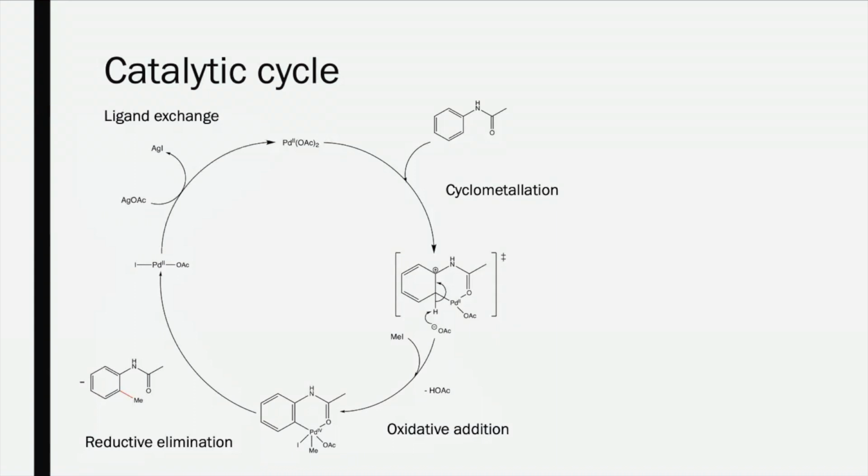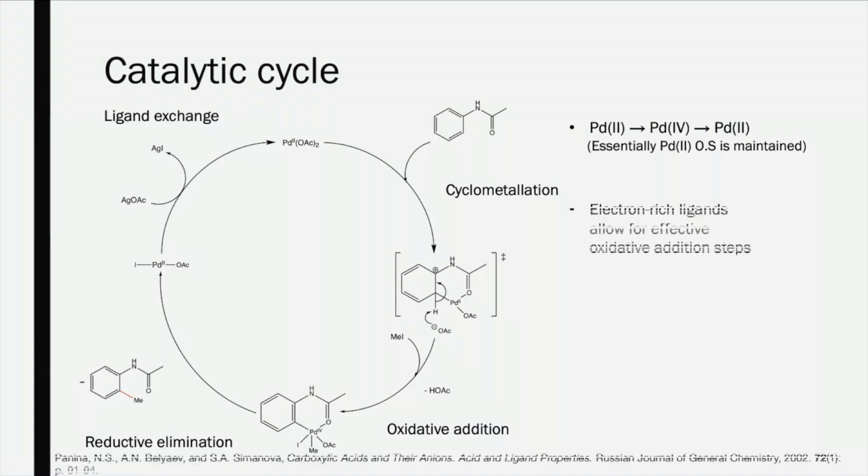To make the process catalytic, silver acetate is required for ligand exchange. The acetate ligand allows for effective oxidative addition of the alkyl halide due to its electron richness. In the previous example, we've seen how tethering the metal to a directing group allowed only the ortho-methylated product to be produced in very high selectivity. So could altering the properties such as chain length of the directing group be key to accessing whichever position we desire?